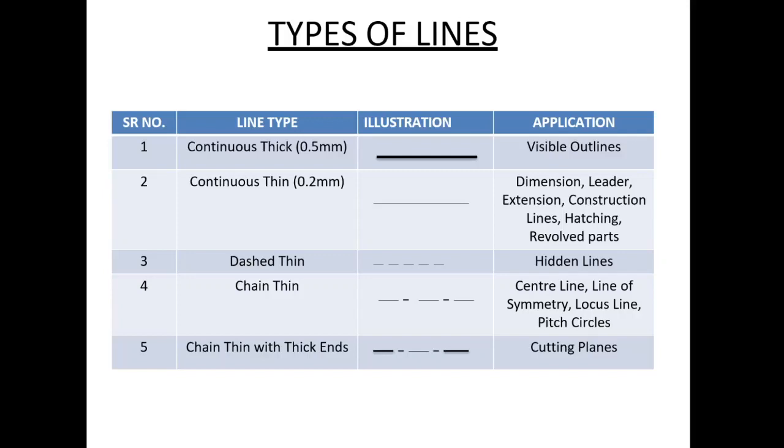Now the fifth line is the chain thin with thick ends. You can see the chain thin with thick ends can be illustrated as this. At the edges it is thick, and here it is thin. This type of line is used for the cutting planes.